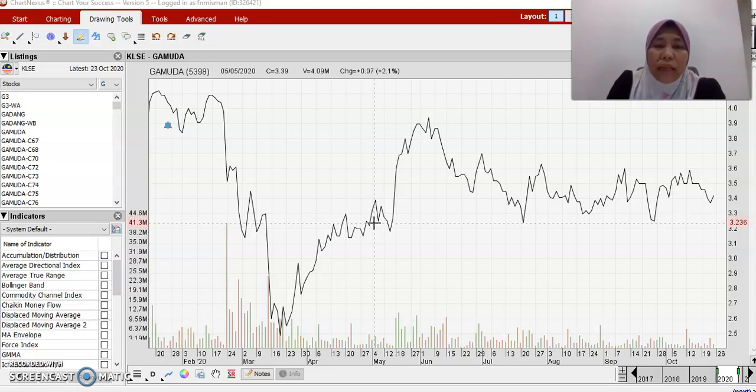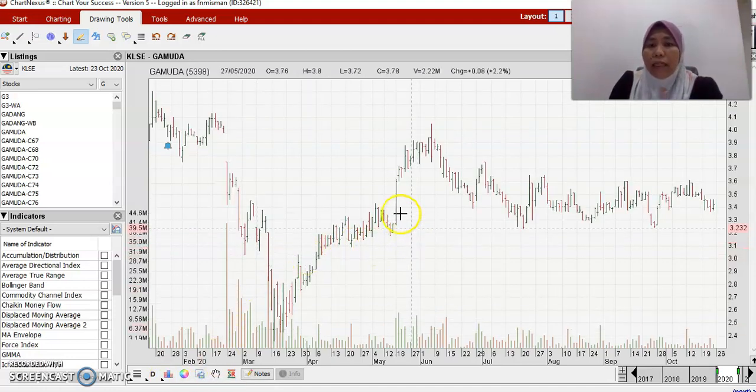So the second type of chart that I want to explain to you is the bar chart. Let me see how the bar chart looks. Okay, this is a bar chart.